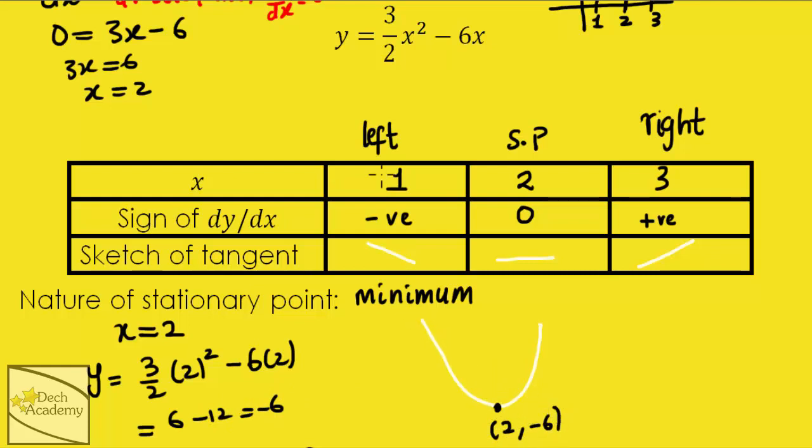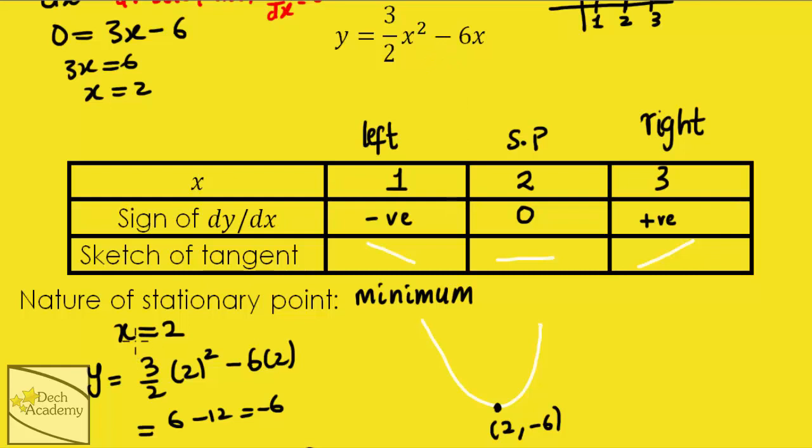Now if you think about it, what this is telling us is that if you plot this quadratic function, you get a curve, a parabola that looks like this with a minimum. This stationary point here is a minimum and it lies on the quadratic curve. That means that its coordinates must satisfy the equation of the curve.